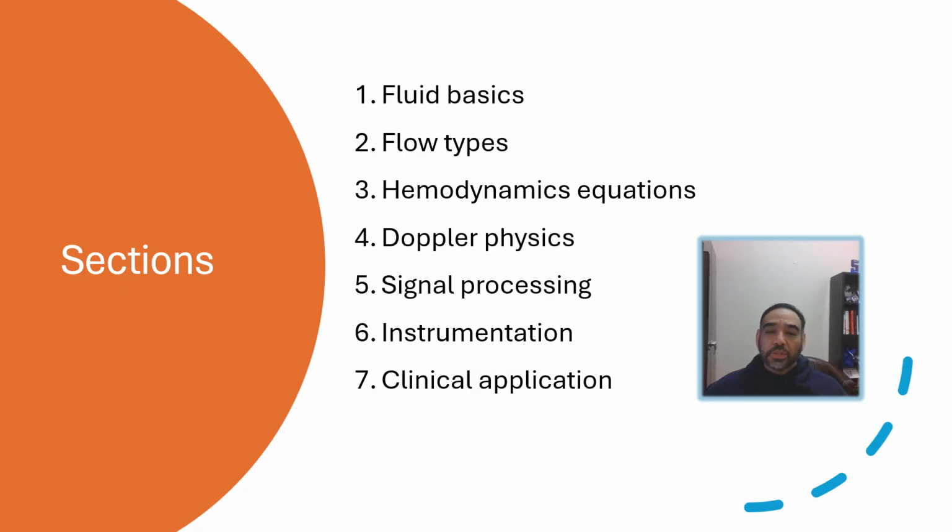Then we move into phase six, instrumentation and controls. This is where we examine pulsed versus continuous wave, PRF, wall filters, sample volume, and how machine settings affect what we measure. Finally, we end with phase seven, Doppler modalities and clinical application, bringing everything together and applying it to real imaging scenarios. Each phase builds on the one right before it, so we're not memorizing isolated facts. In this review, we're constructing a system, and today we begin with phase one.